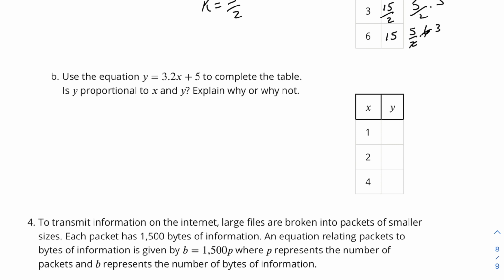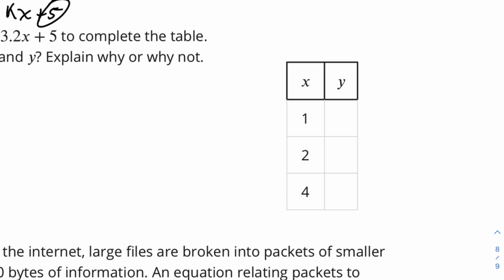B says use the equation y is equal to 3.2x plus 5 to complete the table, and is y proportional to x? Explain why or why not. In this case, we know it is not because it's not in the form of y equals kx. We have this added 5 here, which changes that proportionality statement. But we're going to go ahead and complete the table.